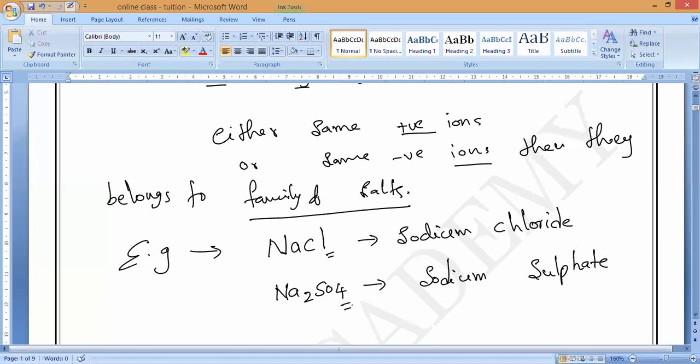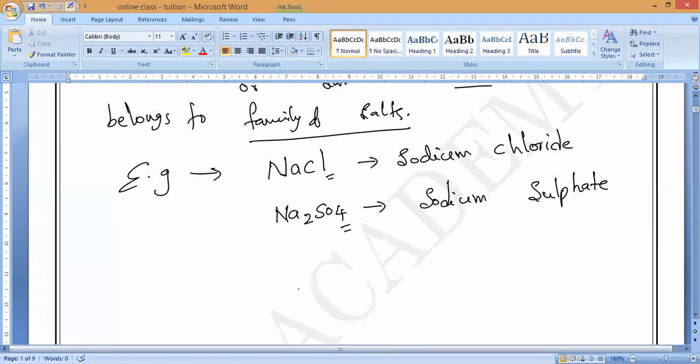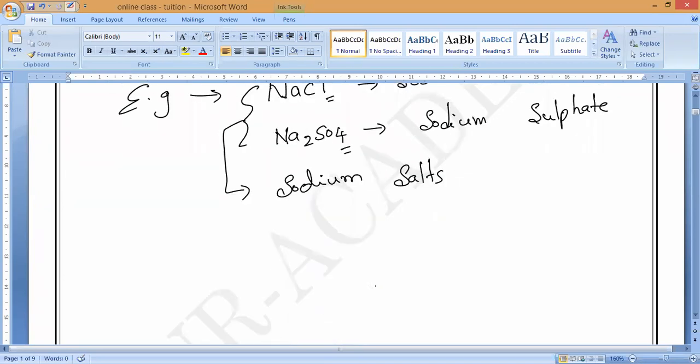Can you accept it? Both are called sodium salts. Why? These two together, I call sodium salts. Can you say why it is called sodium salts? Anybody? Because both have sodium at the first, and here also we have the same positive ion, sodium plus.